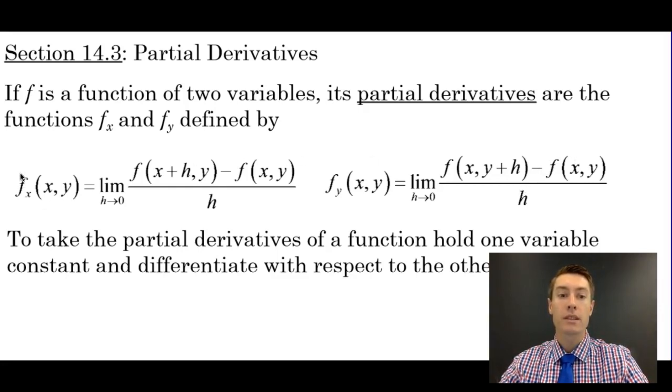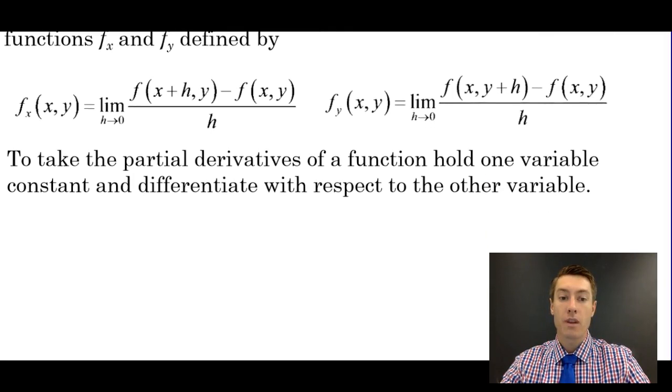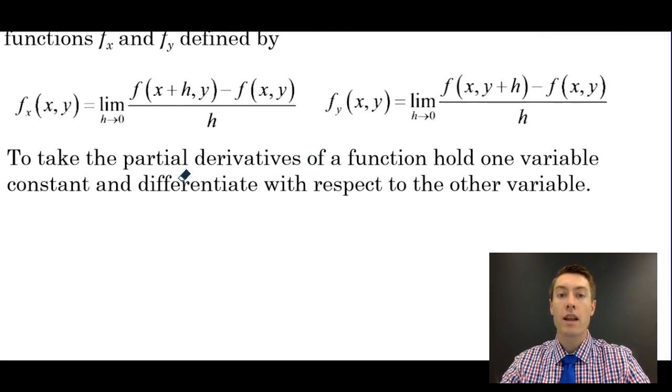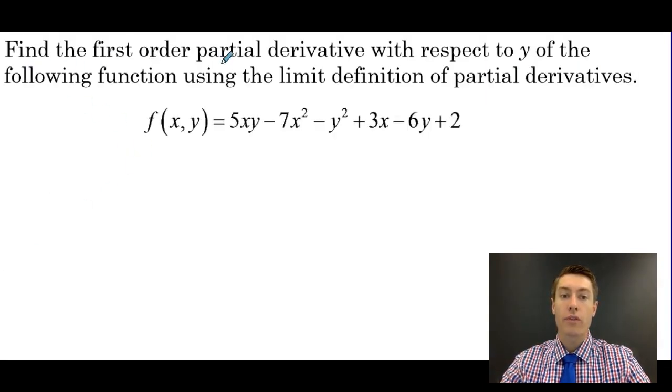So notice the way we pronounce this is the partial of f with respect to whatever variable is in our subscript. Based on these limit definitions, the way we take the partial derivatives of a function is to hold one variable constant and differentiate with respect to the other variable. So for instance, in the limit definition for the partial of f with respect to x, y is staying constant and we're differentiating with respect to x. And then similarly for the partial of f with respect to y, x is staying constant and we're differentiating with respect to y.